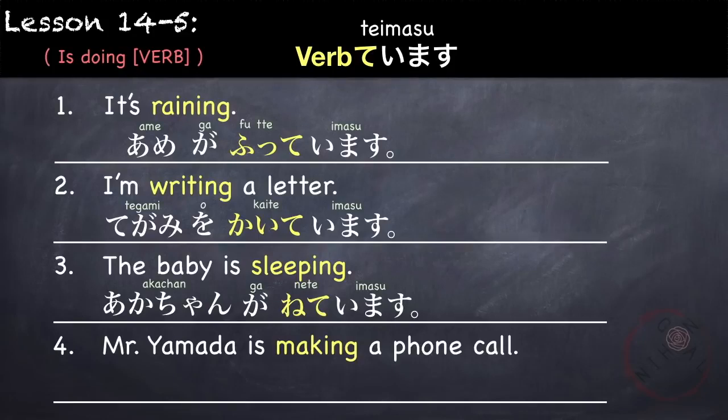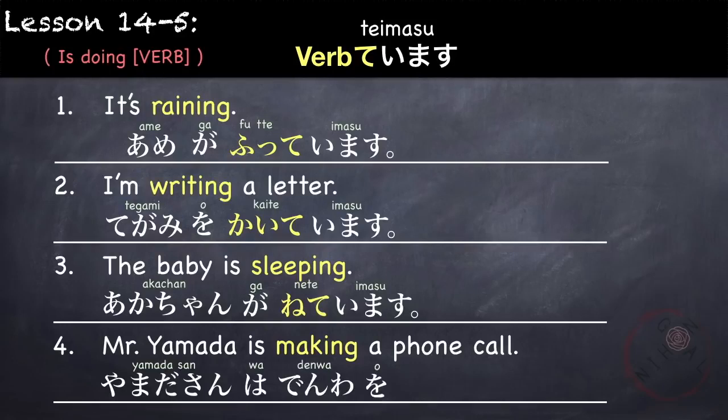Mr. Yamada is making a phone call. Yamada-san wa denwa o kakete imasu. Yamada-san wa denwa o kakete imasu. So notice that the last part is one word. So futteimasu, kaiteimasu, netteimasu, kaketeimasu.